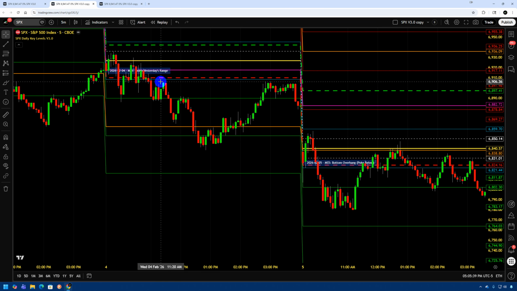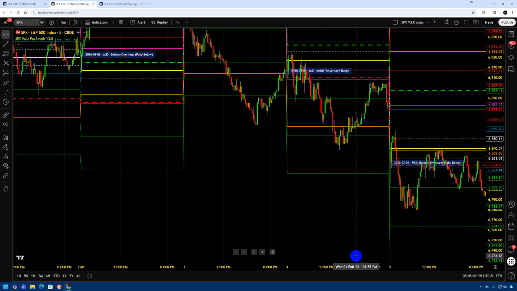Okay, another thing is seeing what the ranges are from the bull bear KPL level to what kind of level ranges it's having.